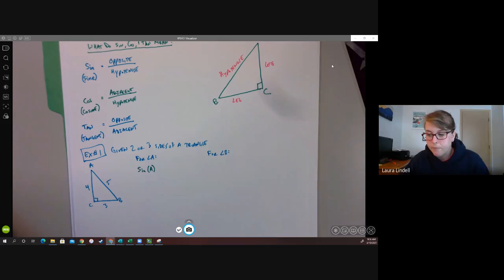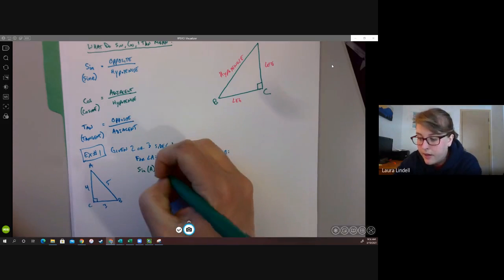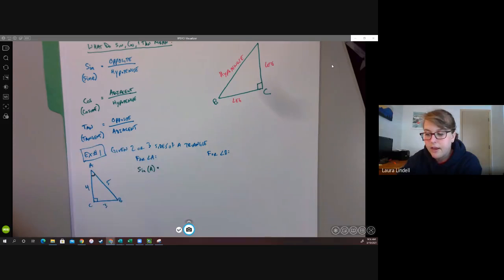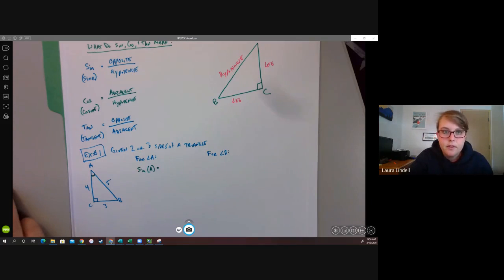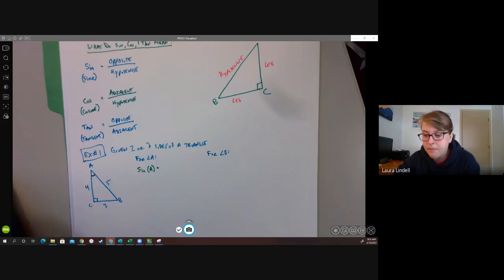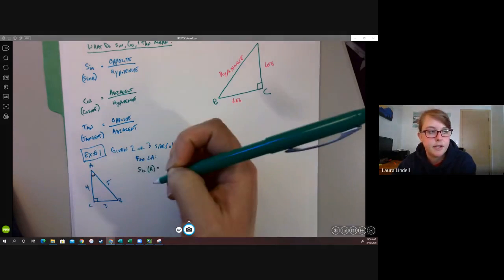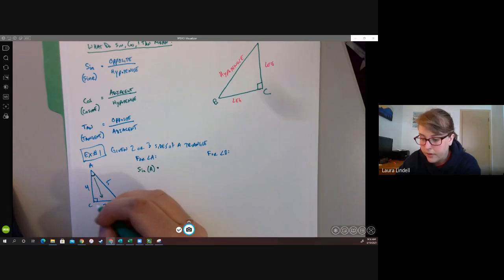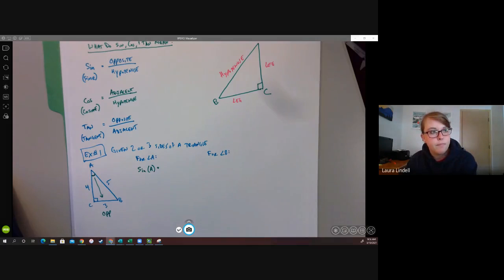Okay, so the sine of angle A is going to be the length of the opposite side to angle A divided by the length of the hypotenuse. So looking at this picture, the side that's opposite of angle A is going to be the one that's across from it, that's not touching angle A. So that would be the number 3, this side length here. This is the opposite to angle A.